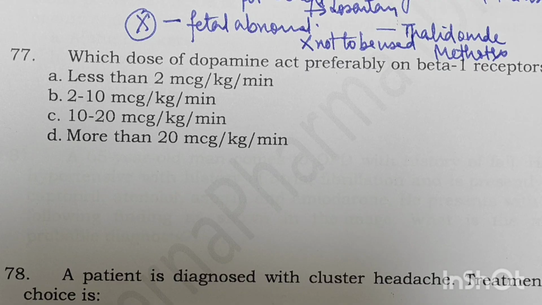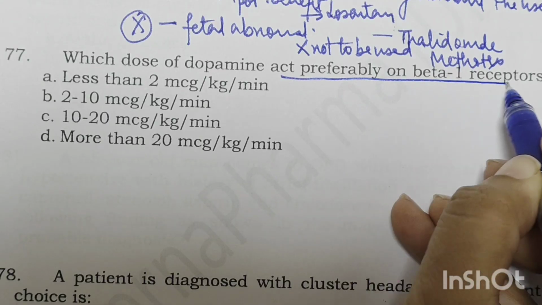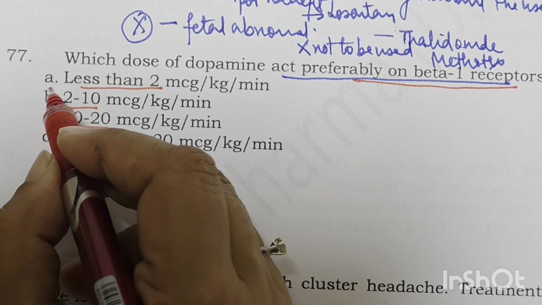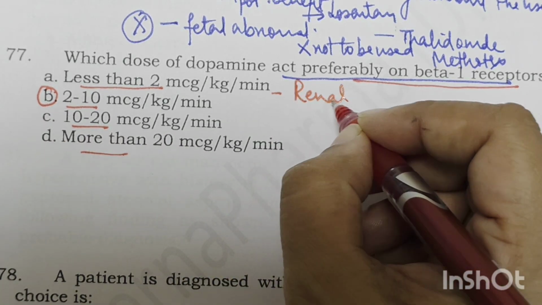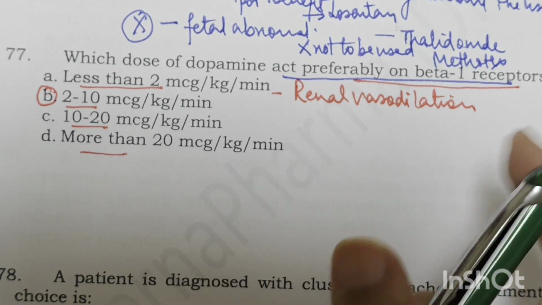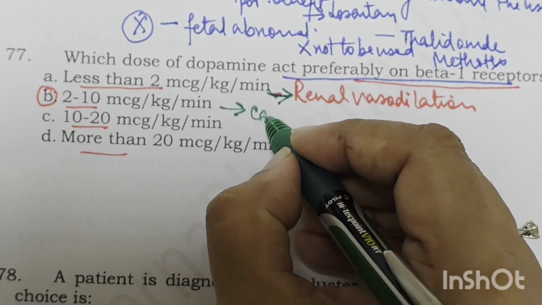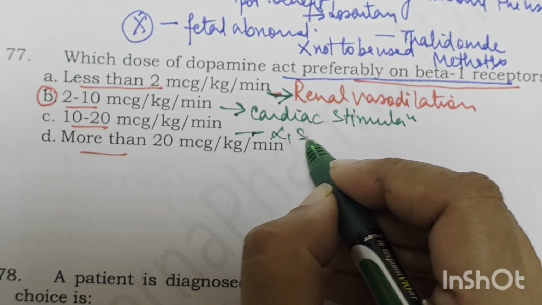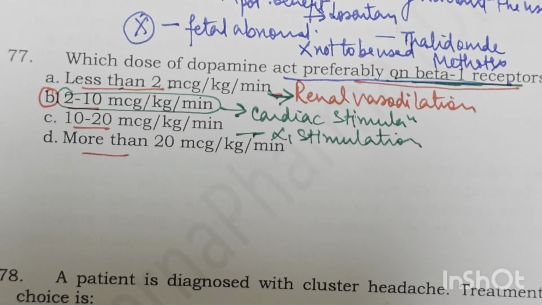Next question. What dose of dopamine acts preferably on beta receptors? Which dose of dopamine acts preferably on beta 1 receptors: less than 2, 2 to 10, 10 to 20, or more than 20? Less than 2 results in renal vasodilatation, right? At 2 to 10 it causes cardiac stimulation by acting on beta 1 receptors, and more than 10 it causes alpha 1 stimulation, right? So the beta 1 receptors are acted upon at 2 to 10. Less than 2 it causes renal vasodilatation.